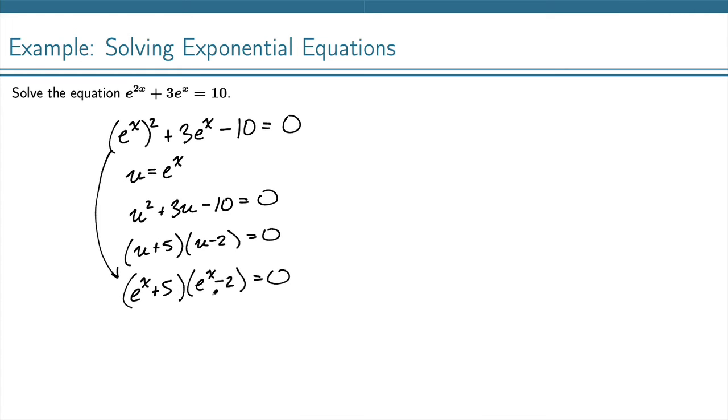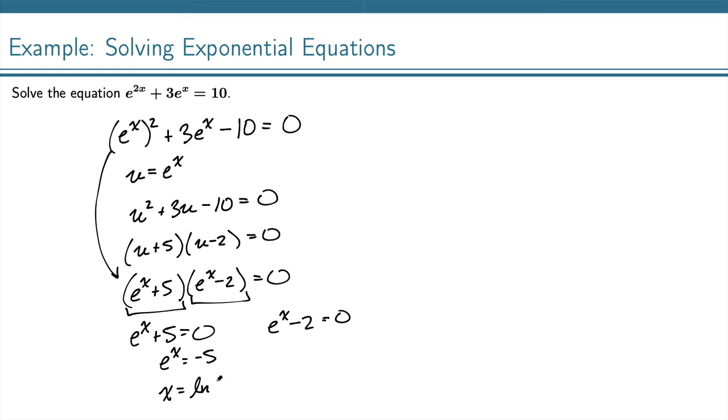Now that I've got a factored form, I've got something times something equals 0. So using my zero product property, that tells me that either this first thing equals 0 or the second thing equals 0. So now I just try to solve for x in each of these. In this first one, I subtract 5 and I get e to the x equals negative 5. But then, to get rid of my e, I do the natural log, and I would have x equals the natural log of negative 5.